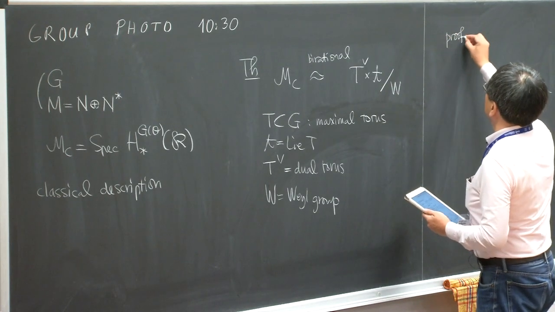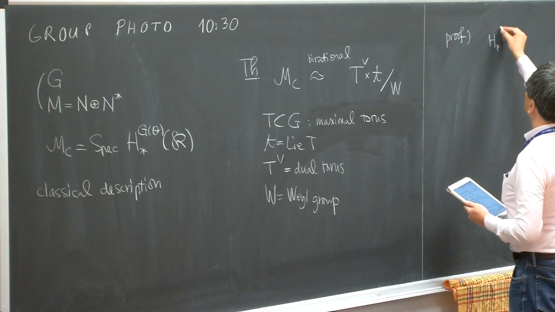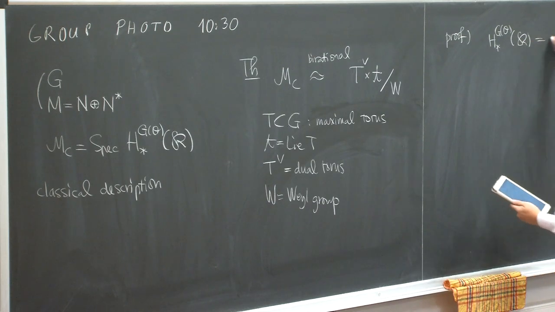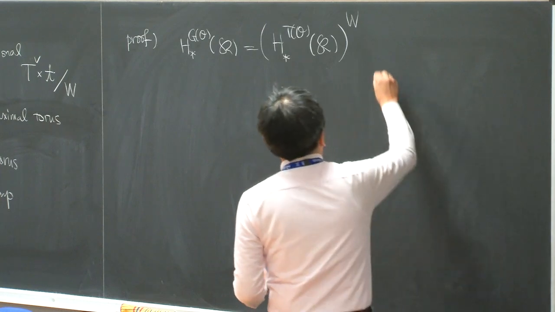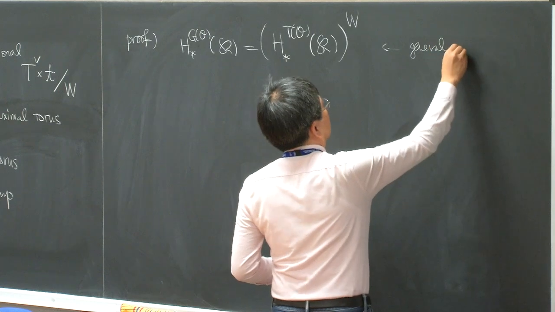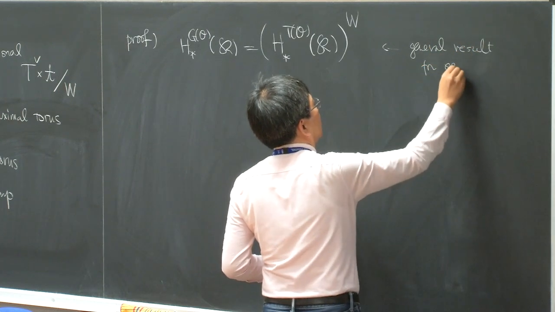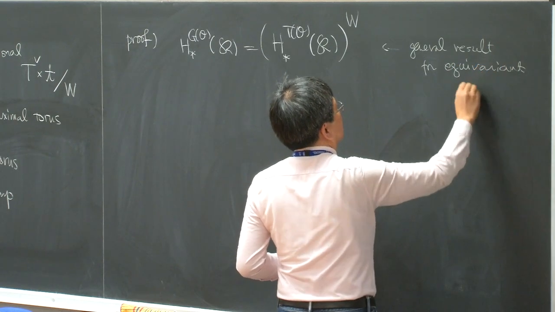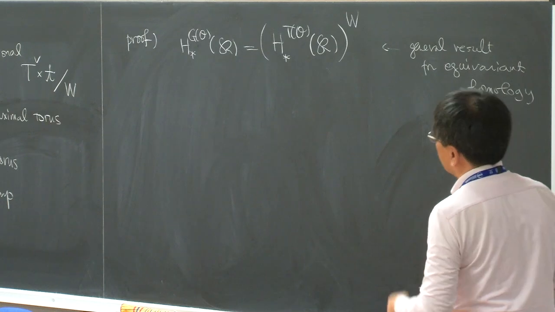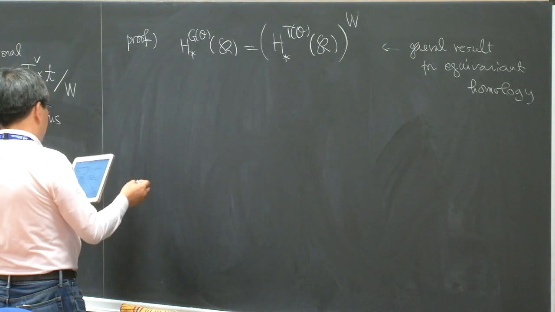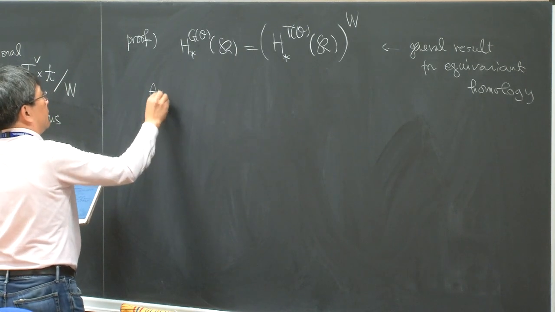So here's a sketch of proof. We first note that equivariant homology for the group G is just the equivariant homology of the torus for the same space, taking the Weyl group invariant part. There's a natural action of the Weyl group on the space induced from the group action, and we take the invariant part. This is a general result for equivariant homology: for any G-space, the G-equivariant homology is the Weyl group invariant part of the equivariant homology for the torus. Then you next apply the localization theorem.